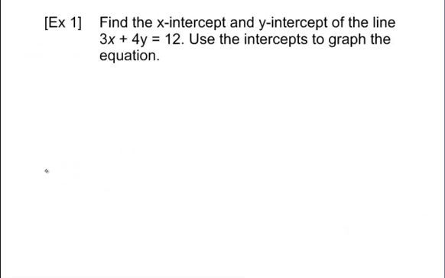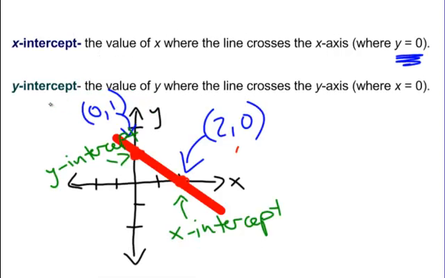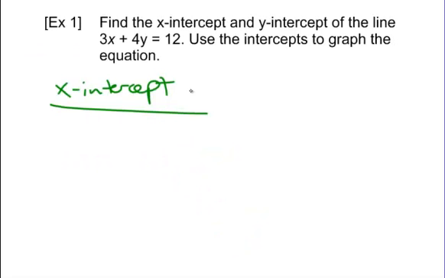Okay, so what kind of example does this look like? It says, find the x-intercept and y-intercept of the line 3x plus 4y equals 12. Use the intercepts to graph the equation. So we're going to use our x and y-intercepts for this. Let's start with the x-intercept. From the definition, the x-intercept is when y equals 0. So we're going to plug 0 in for y.